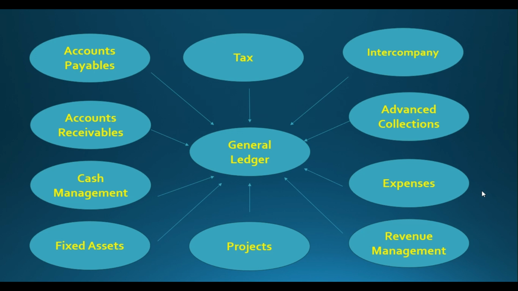To start with, the main module will be your general ledger module, and apart from that, the normal basic five modules we say. Apart from GL, you'll have AP, AR, and CM. Accounts payable short form is AP. Accounts receivable short form is AR. Cash management short form is CE, and fixed assets stands for FA.